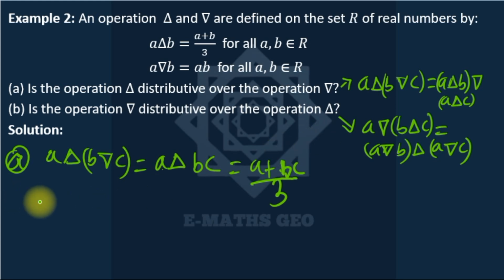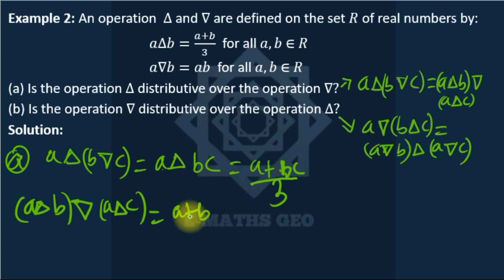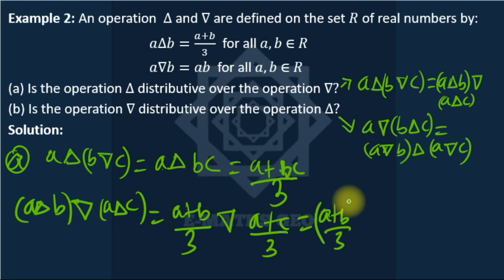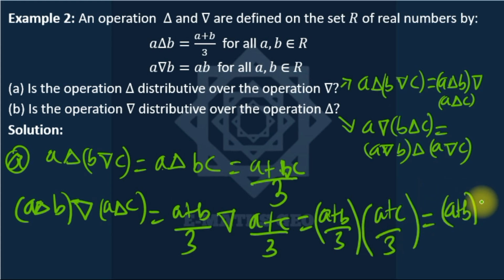the right hand side, which is (A triangle B) inverted (A triangle C). As you can see, A triangle B is A plus B over 3. Inverted triangle, this should be A plus C over 3. So we now use inverted, which is now A plus B over 3 times A plus C over 3, which is A plus B times A plus C over 9.